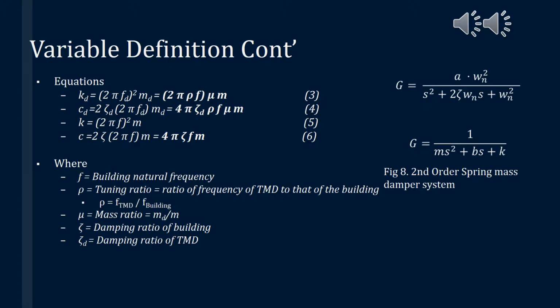These are F, which represents the building's natural frequency, Rho, which represents the ratio between the building's frequency and the frequency of the tuned mass damper, Mu, which represents the mass ratio between the building and the tuned mass damper, Zeta, which represents the damping ratio of the building, and Zeta D, which represents the damping ratio of the tuned mass damper.